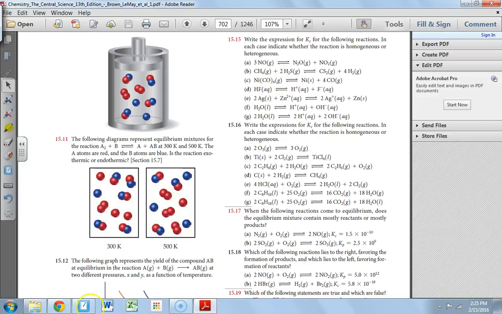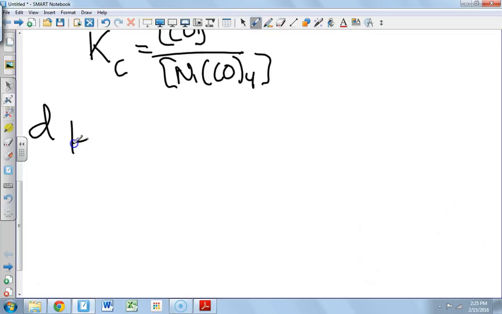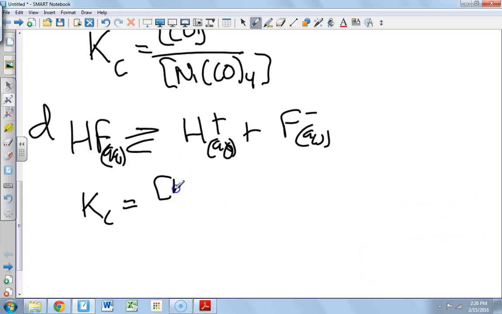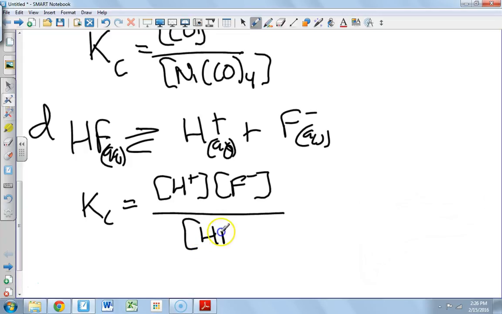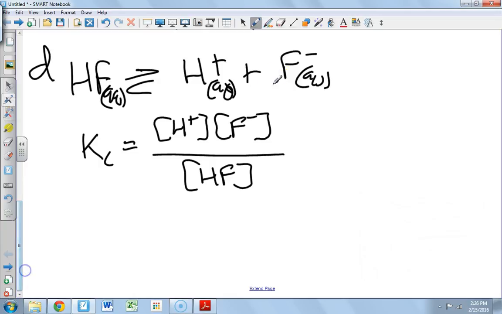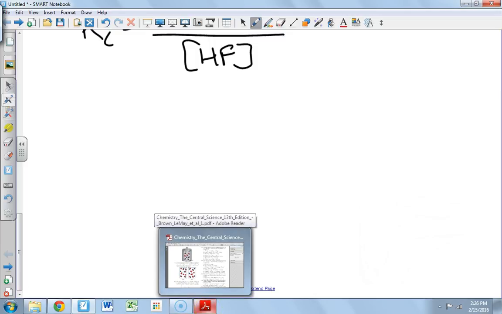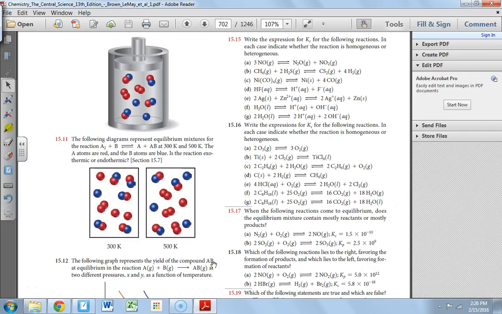Now part D. HF ionizes. So we have HF in equilibrium with H plus and F minus. Let's double check: it's aqueous, aqueous, aqueous, everything's aqueous. Just to let you know, my AQs are horrible. When we do the Kc, that equals the concentration of the products, H plus times the concentration of the other product, F minus, all over HF. There are no coefficients, since it's all aqueous. Again, if you want to work on these on your own, you can try it yourself, and then you have the answer, and you have me working through the answer.